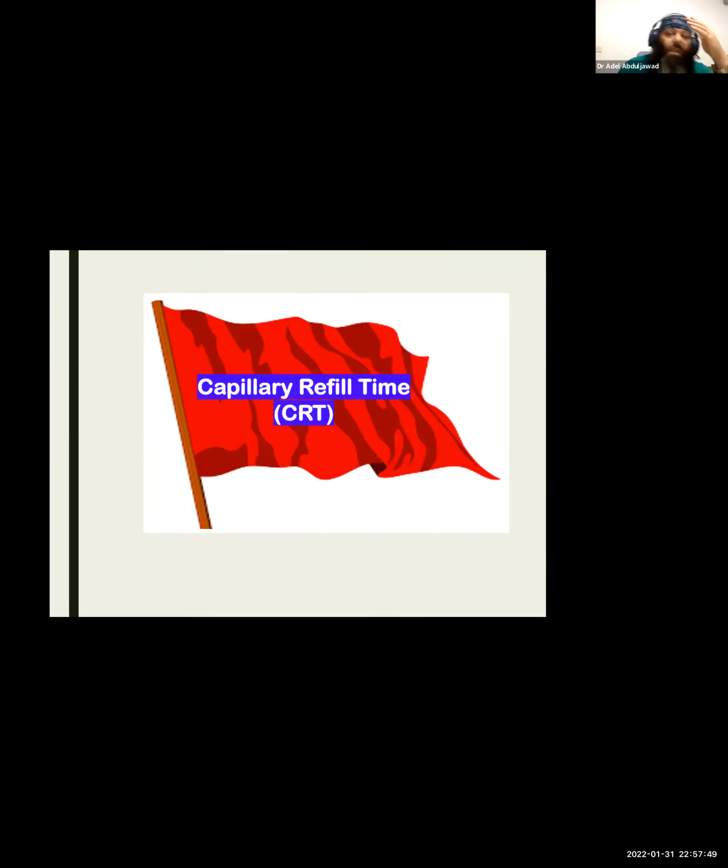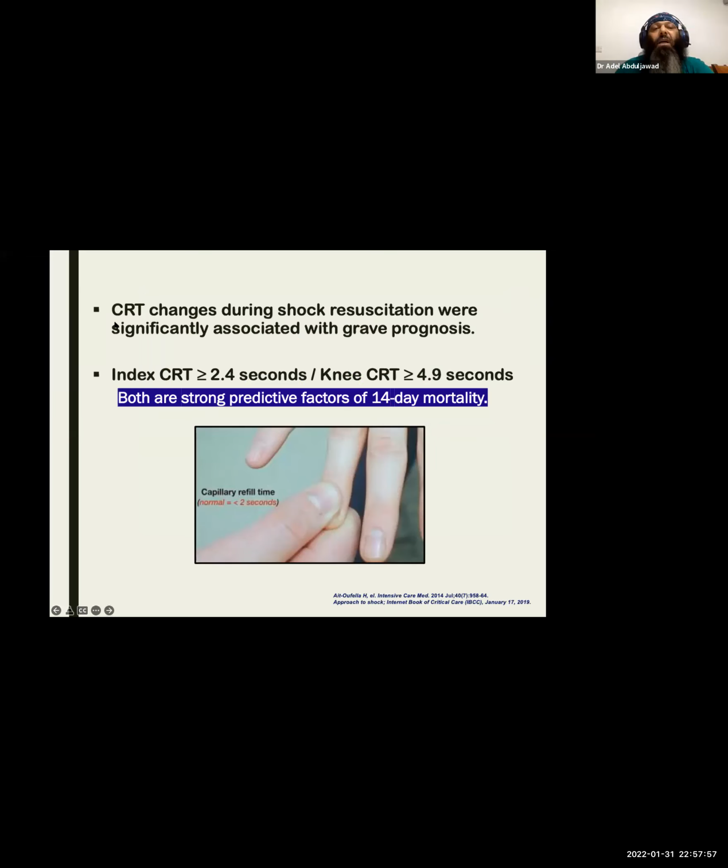Last but not the least in the red flags is the capillary refill time or CRT. Again, it's one of the clinical skills. So the capillary refill time changes during the shock resuscitation. They found that those changes of the capillary refill time were significantly associated with grave prognosis.